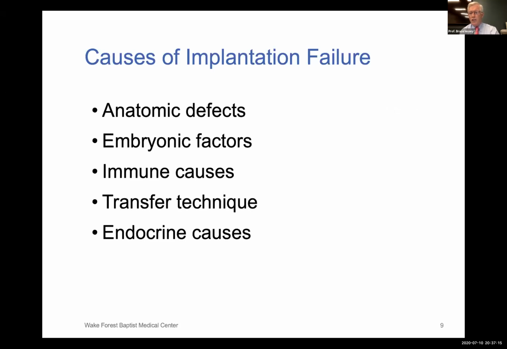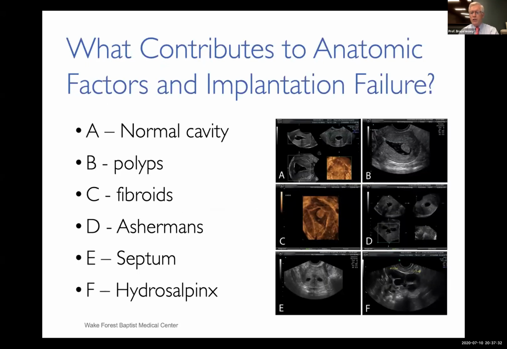This raises the question about whether endometriomas in fact cause IVF failure. We'll come back to that question in a minute. Other causes of implantation failure are shown here, and we know that before doing IVF, we need to establish that the endometrial cavity is normal. There are no polyps, fibroids, Asherman syndrome. We want to make sure there's not a septum or a hydrosalpinx present.